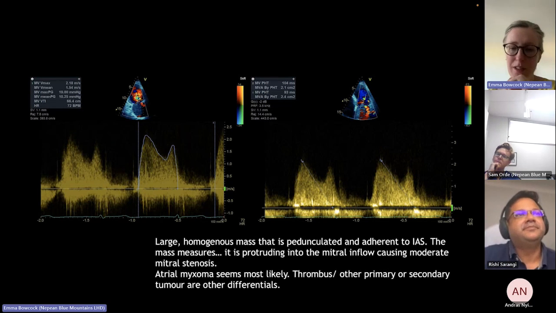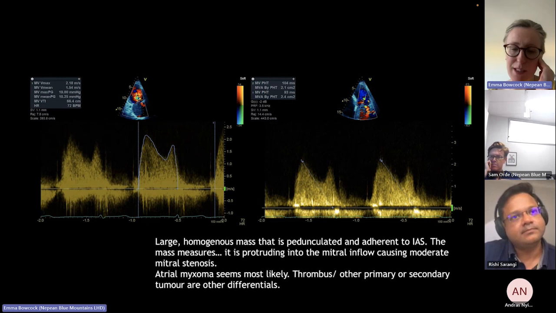So pedunculated, adherent to the interatrial septum. It measured this much. It was protruding into the mitral inflow, causing moderate mitral stenosis. Myxoma seems most likely. Thrombus, other primary or secondary tumours are differentials. That's how it was sort of reported.